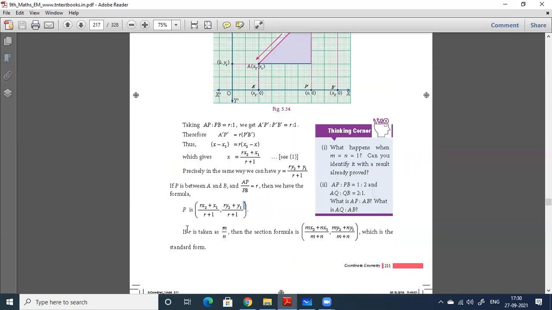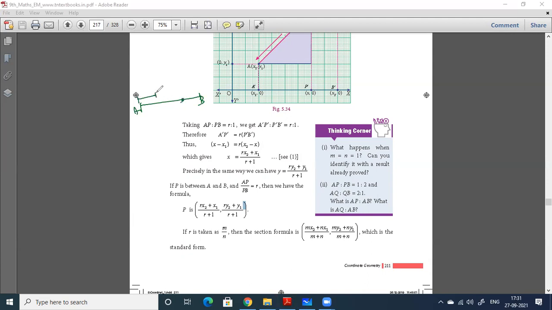Now, if instead of r is to 1 you take m is to n, then the formula becomes (m x2 plus n x1) by (m plus n) and (m y2 plus n y1) by (m plus n). How to remember the formula? The denominator is always, okay, if the line is divided in this way, A and B are divided in this way. What is this way?